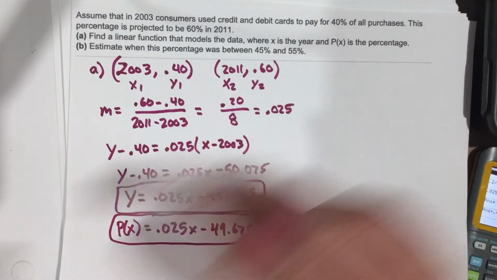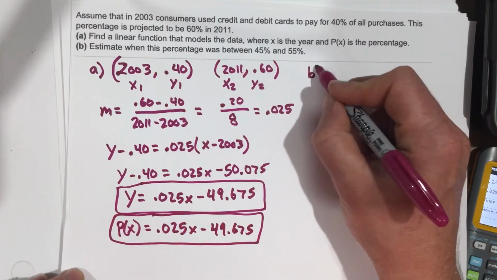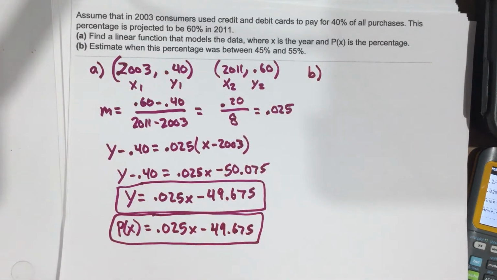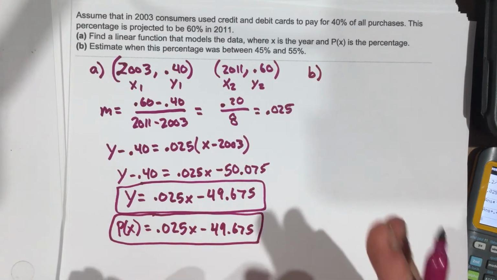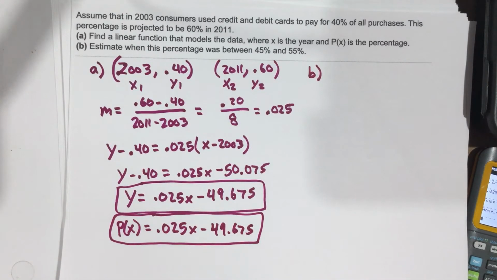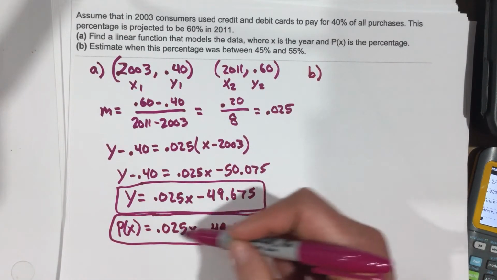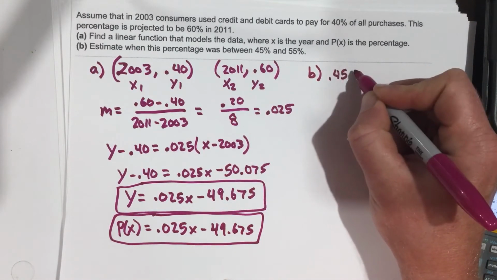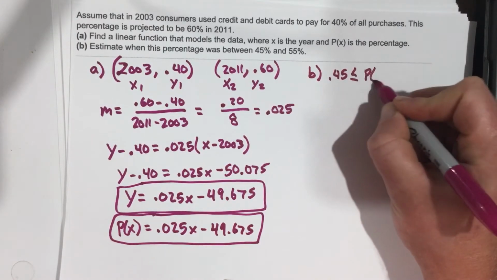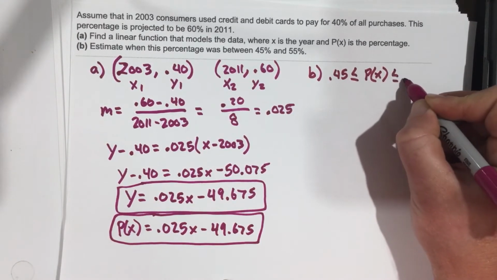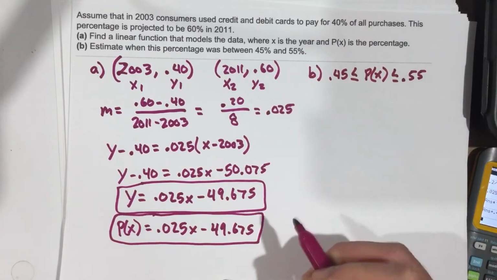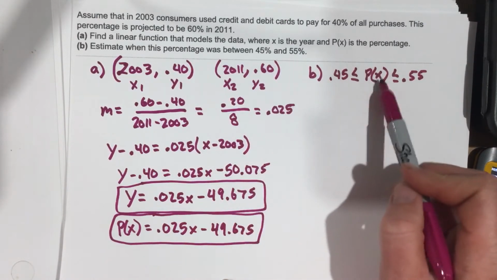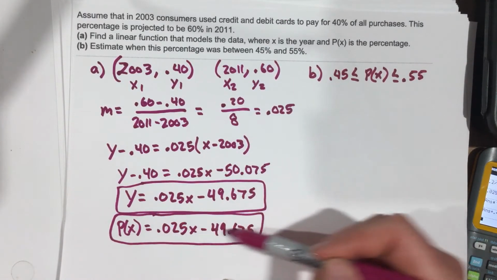Part B then, they say, estimate when this percentage was between 45% and 55%. So if they want to estimate when we're between two different percentages, they're asking us to use a compound inequality, and we're trying to take this, I guess we could write it this way. We want 0.45 to be less than or equal to the percentage p of x, which is less than or equal to 0.55. I think that's the best way to figure it out. That's what they're saying. When is the percentage between those two numbers? Percentage p of x.